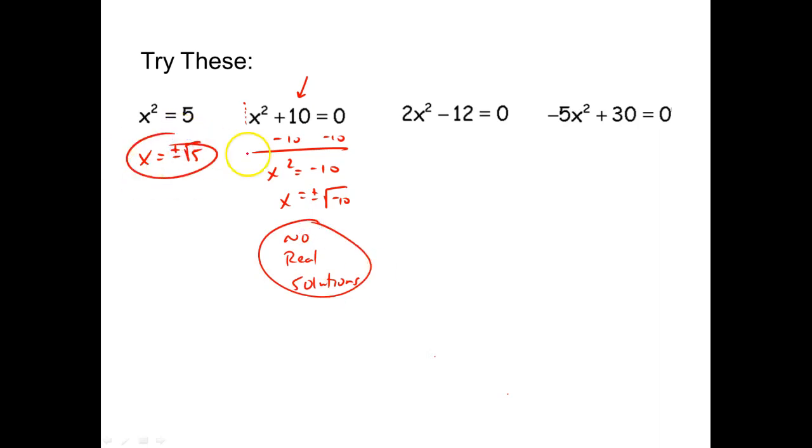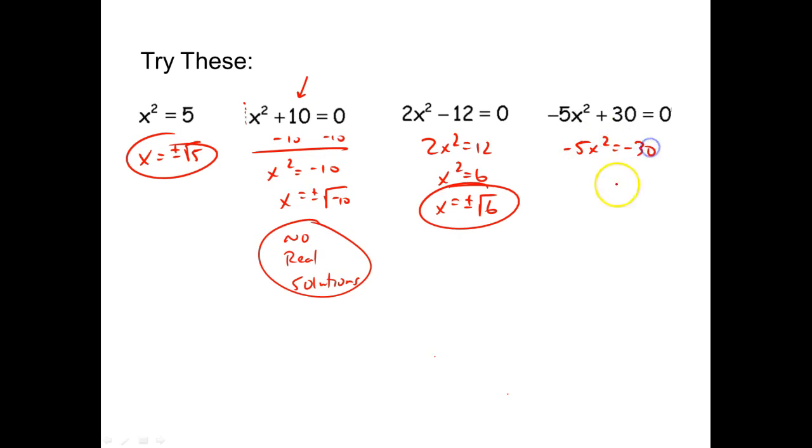First one there. Okay, so I would add 12 to both sides. In the third case, 2x squared equals 12. Divide by 2. Take the square root, plus or minus the square root of 6. In the last case, subtract 30. Divide by negative 5. And again, x equals plus or minus the square root of 6.